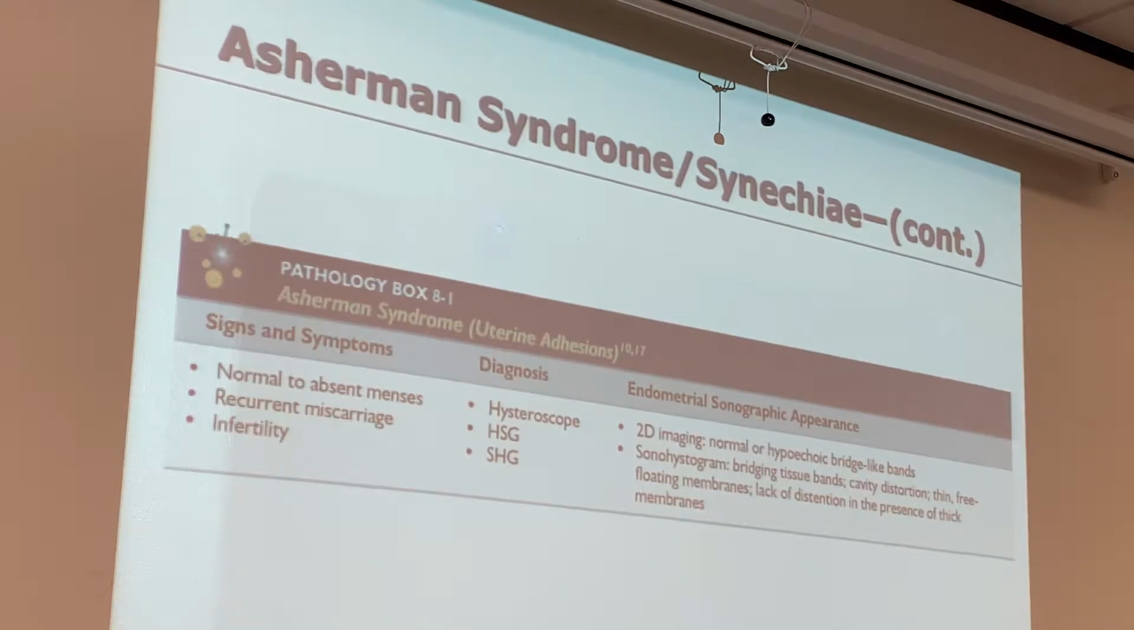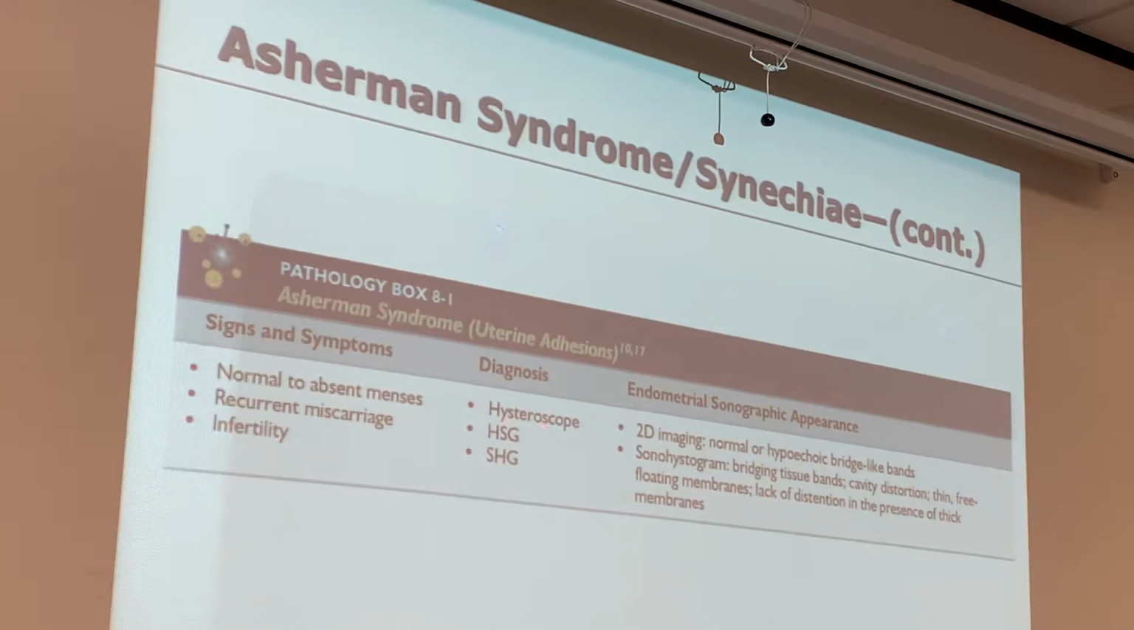Hematometra. Okay, so it causes recurrent miscarriages because there's no good place for the blastocyst to implant, if I'm even able to get pregnant, because adhesions also cause infertility. Okay, how am I going to make the diagnosis?